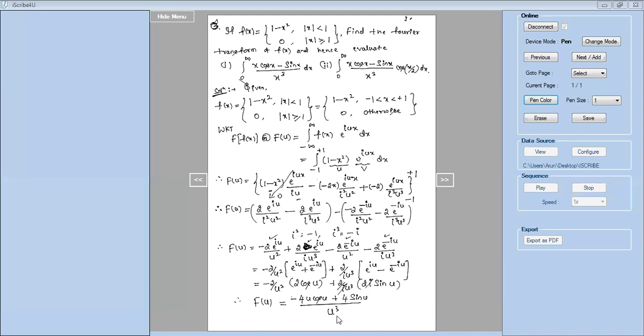And this is the required Fourier transformation of the problem here. Right. So this is how we can find the Fourier transformation for this problem. So this is a common procedure. This is what we did in the last class.